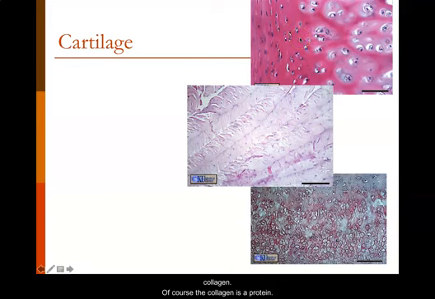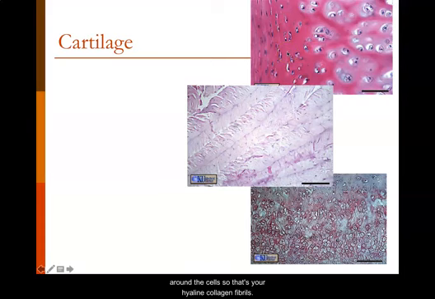Of course, the collagen is a protein, and that protein stains pink under the microscope when we use our H&E combination of dyes. So the pink that you see in between all of the cells here in this top picture of hyaline cartilage is all the collagen swirling around the cells.